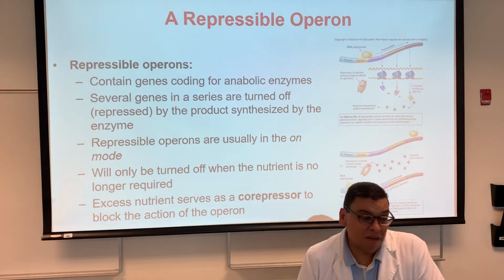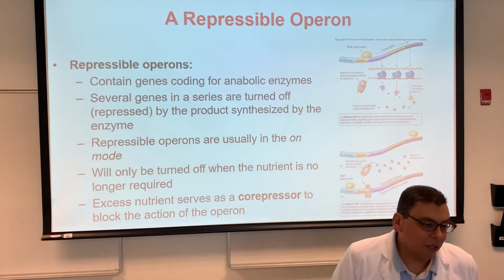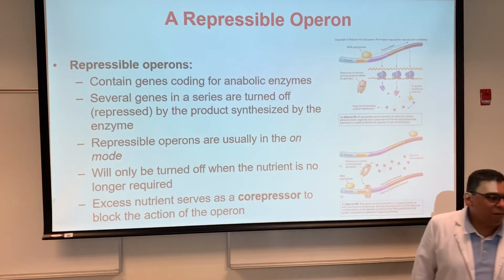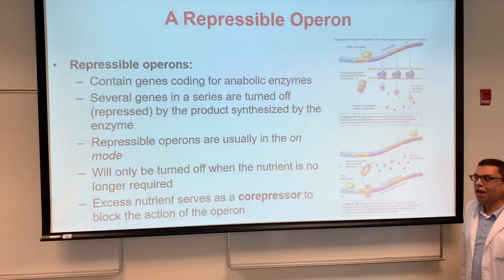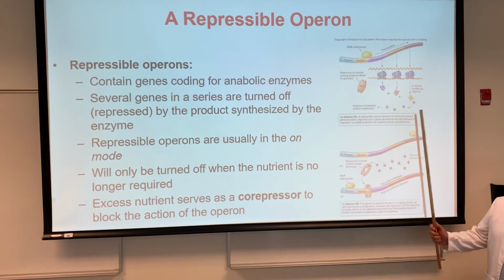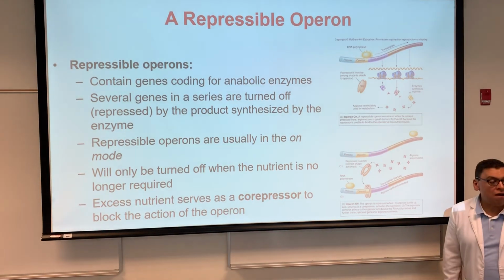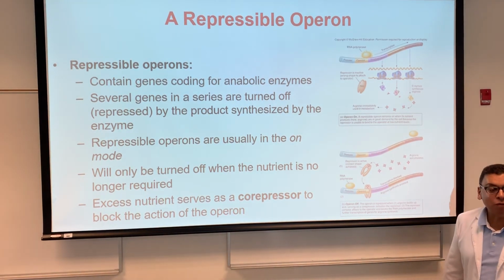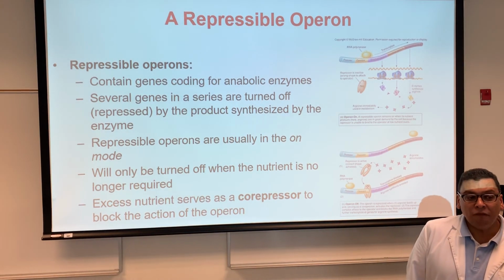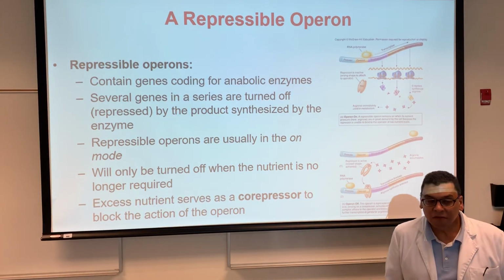Repressible operons are typically for, what do you think? What reactions is this? You're making something, so what is that called? Anabolic, yeah. And it makes sense, because the arginine is crucial for the bacteria to survive. It will have it under repressible control. Only turn off when you have enough arginine. Makes sense.